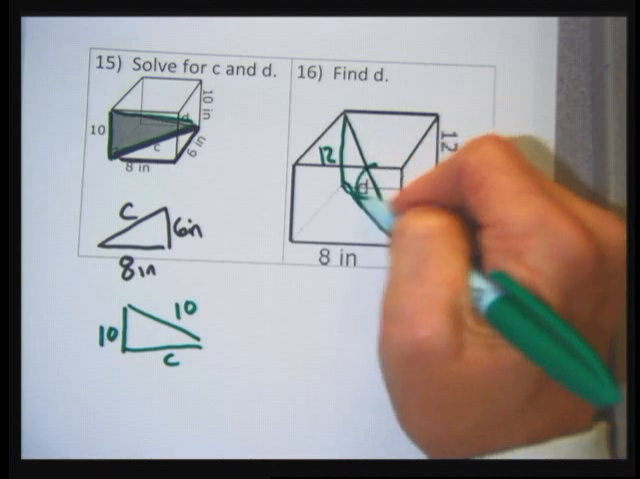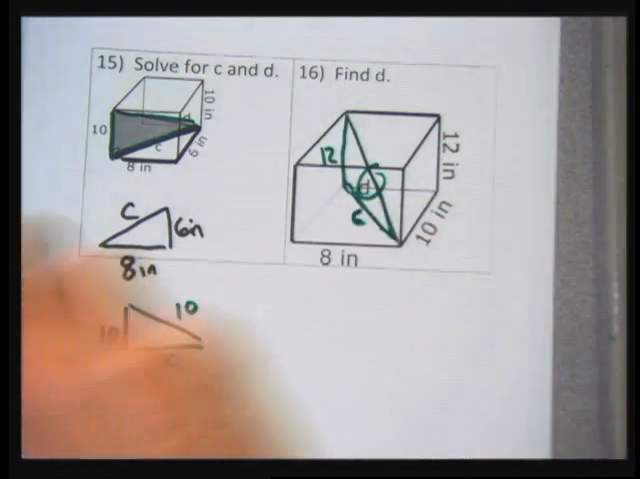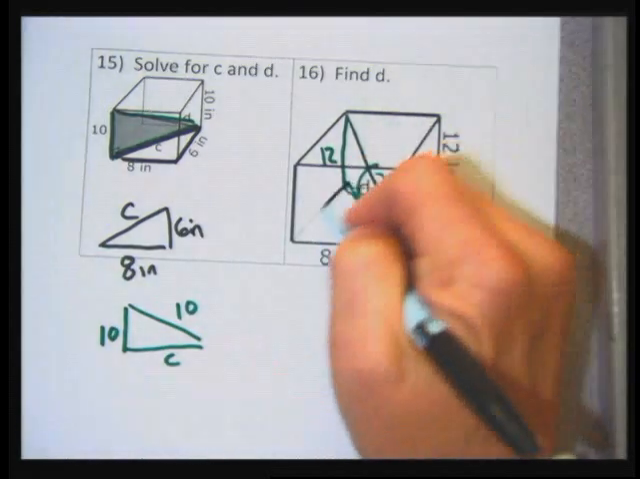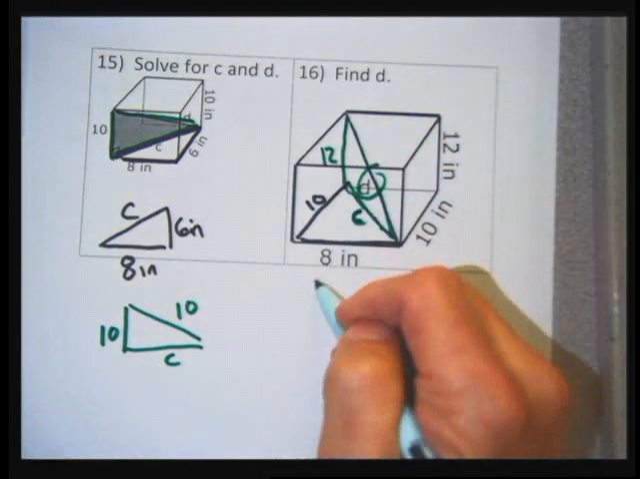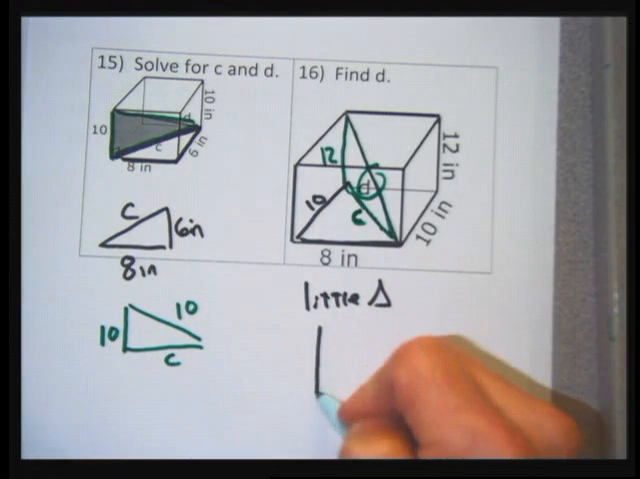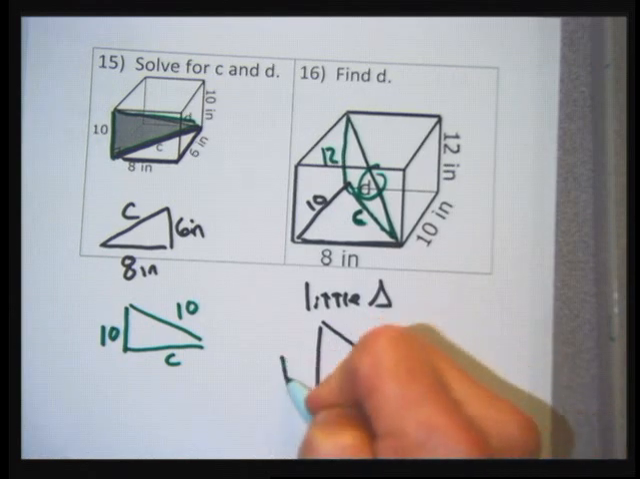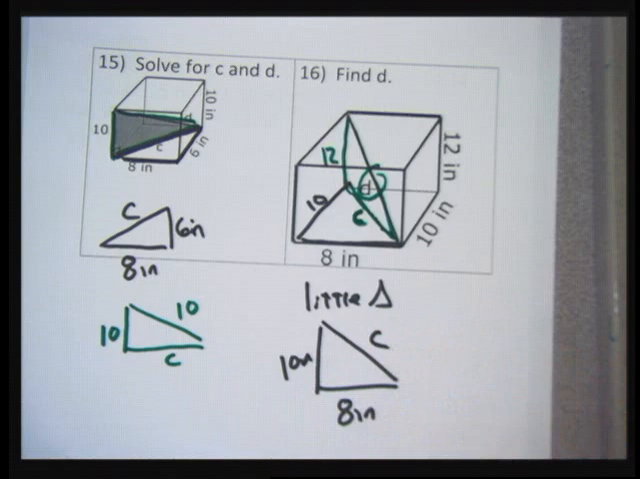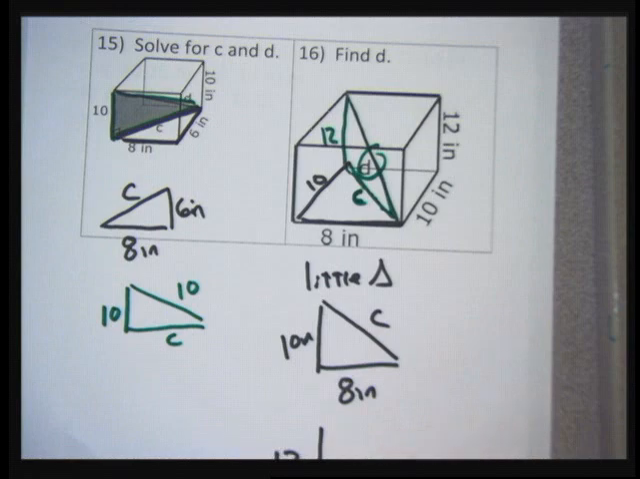But in order to get this side D, I need to get something I'll call C. I'll make it like your triangle, and I'm going to draw a bottom triangle that has a right angle in it, and this is a C. So I'm going to do my little triangle. It's going to have on the bottom an 8-inch side, a 10-inch side, and then a C. And then my big triangle has a 12-inch side, the C side, and then the D. And I'll solve for both C and D.